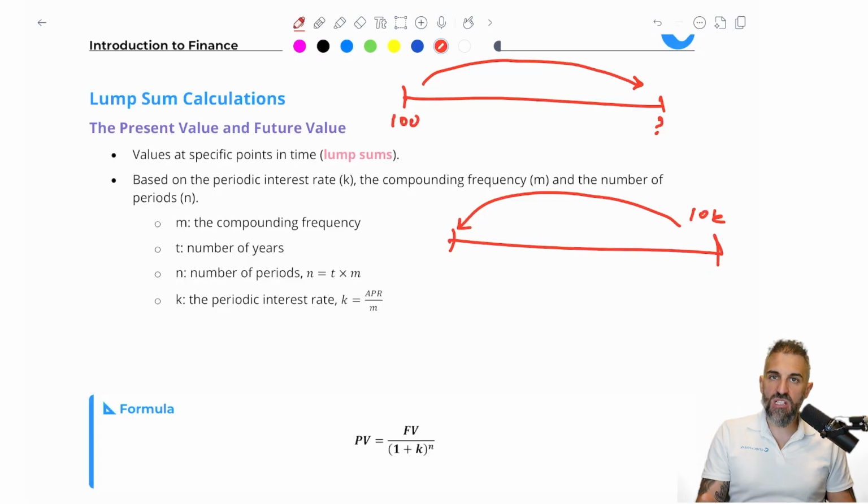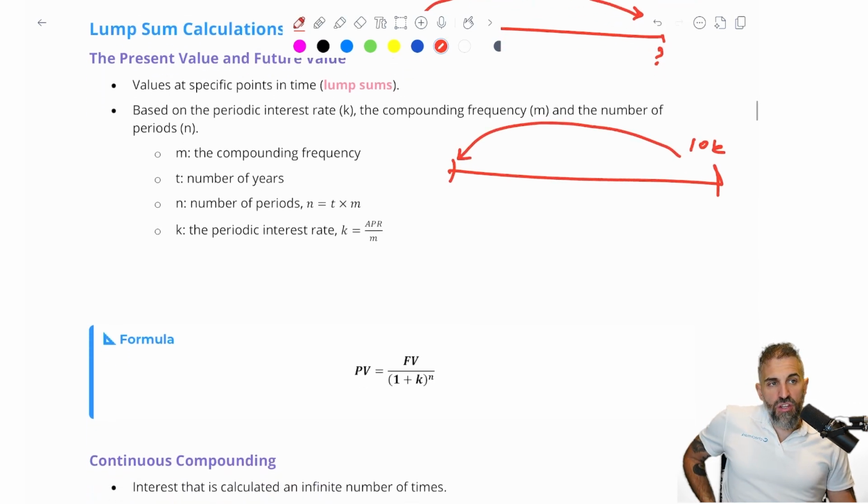Okay, so you would use these formulas that I'm about to show you when you're trying to find the present value or future value of one number at a time. It depends on a few things. It depends on M, your compounding frequency. I'll talk about that in a second. It depends on T, which is the number of years. It depends on the number of periods, N, which is just the number of years multiplied by your compounding frequency. And it depends on your periodic interest rate.